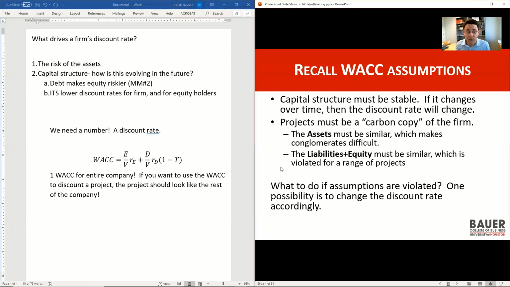So what do we do? What do we do if the perfect world where we can use WACC doesn't work? What if our assumptions are violated here? Well, we need to change the discount rates. We need to carefully measure the discount rate, adjusting for all of these things that can drive the discount rate. Okay, we need to take all of that stuff and get a number out of it. That one number is going to be different than the firm WACC.